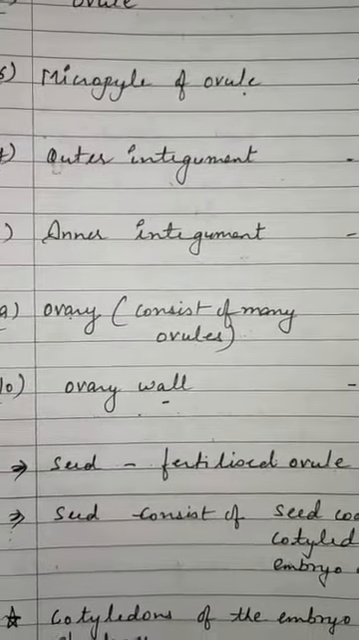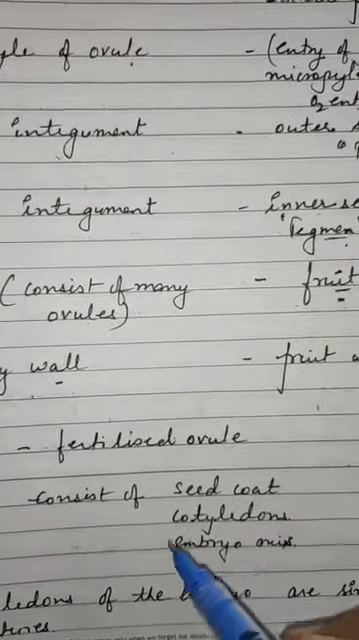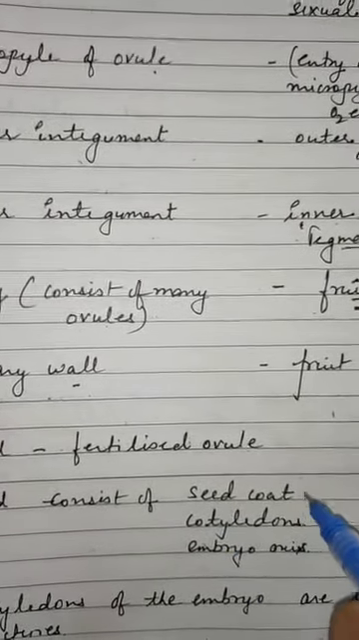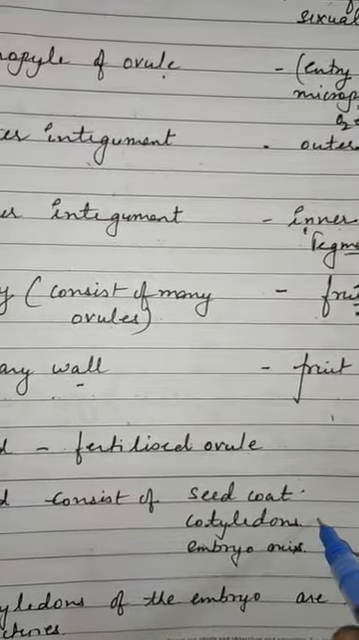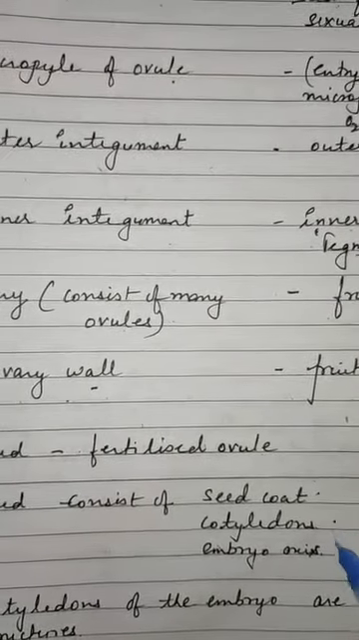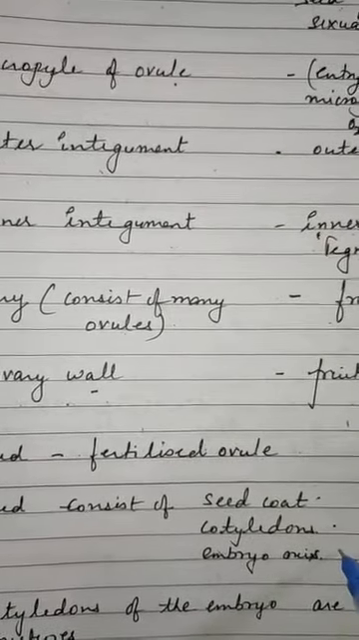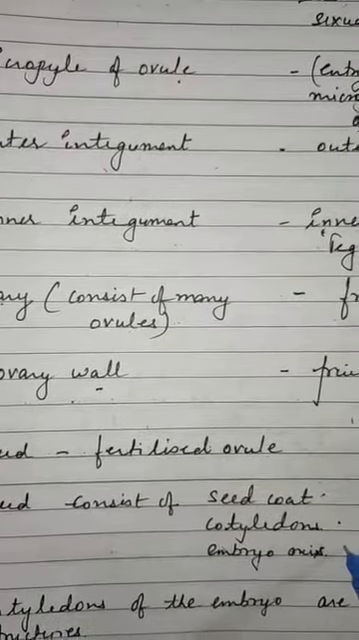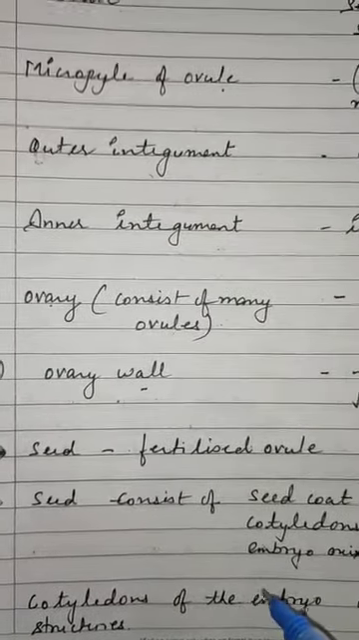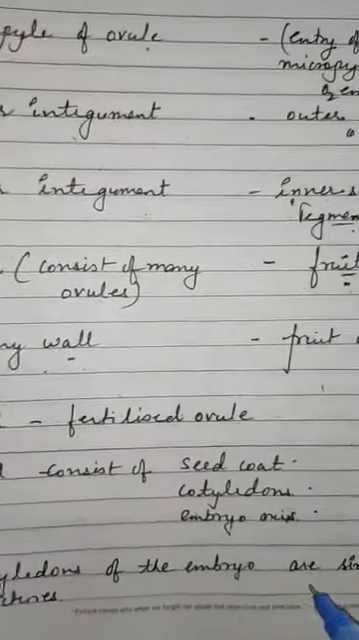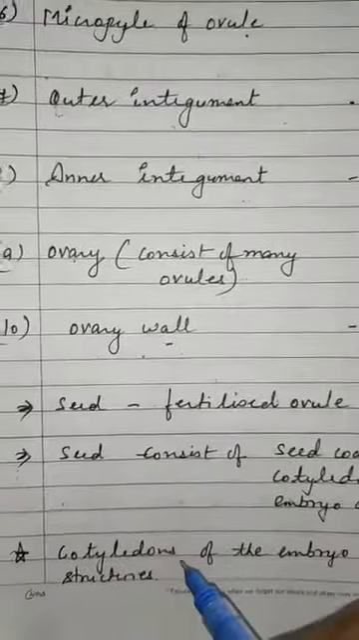And a seed typically consists of what? What will be inside it? Seed coat, cotyledons, and then the embryo axis, right? So what are cotyledons? Cotyledons of the embryo, right? They are simple structures.